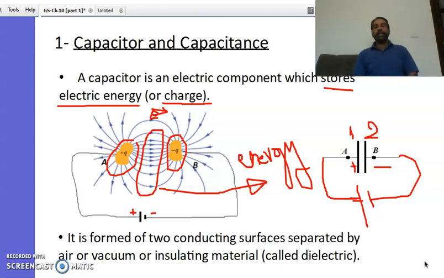Now let's see in the next section how the charge collected on the capacitor depends on the applied voltage. Say you applied on this capacitor a voltage of 3 volt. What is the amount of charge collected? And suppose you increase the voltage to 6 or 10 or 12 volt. What happened to the charge? Does it increase or decrease? Let's see.